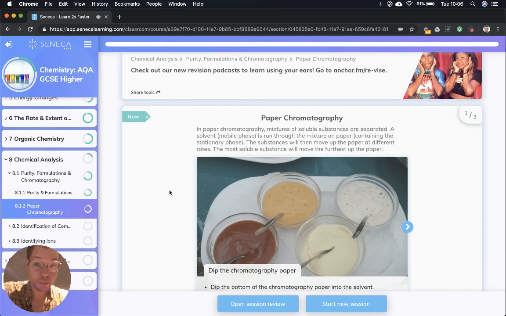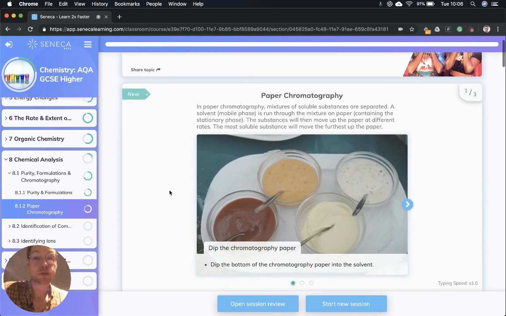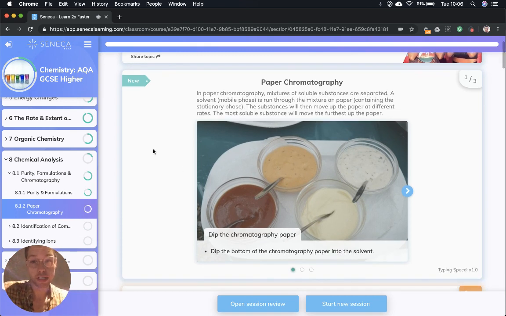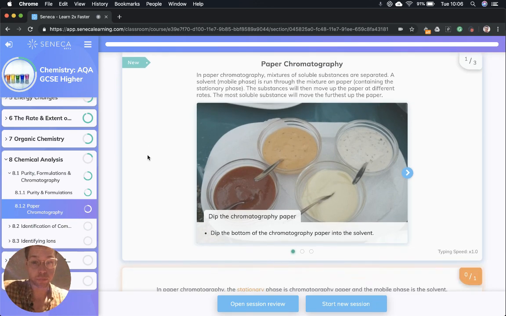So paper chromatography, it's a process where mixtures of soluble substances are separated. A solvent, which is the mobile phase, is run through a mixture on paper. And on the paper, we have the stationary phase, okay? The substances will then move up the paper at different rates. The most soluble substance will move the furthest up the paper, okay?